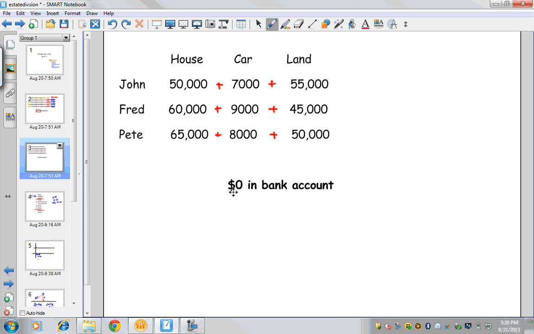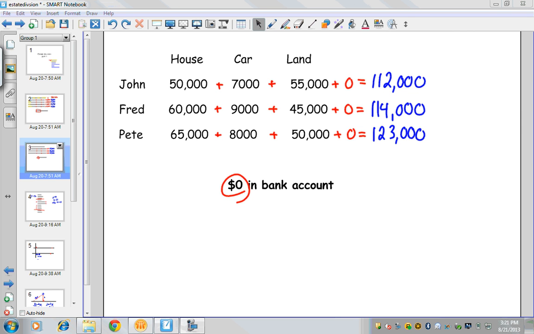Now, if you notice, there's no money in the bank account. So in this case, you're not actually going to be adding any cash to the bids. If you want to put the +0, you can. You don't necessarily have to. And so once again, we are going to add all the bids up, and we're going to get 3 individual numbers that show what each heir believes the estate to be worth. And so once again, I'm going to pause the video, and you can also pause the video to get the calculations down.